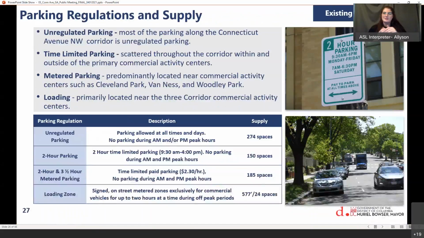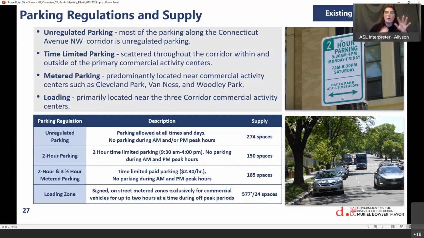In terms of parking regulations and supply, we have 609 parking spaces in the corridor. About half of those spaces are unregulated. That's parking allowed all times of the day, except during AM and PM peak hours. The other half of the spaces, about 300 spaces or so, are metered spaces, either 2 hour restricted spaces or 2.5/3.5 hour metered parking spaces. And again, we have 24 loading spaces within the 2.7 mile corridor.